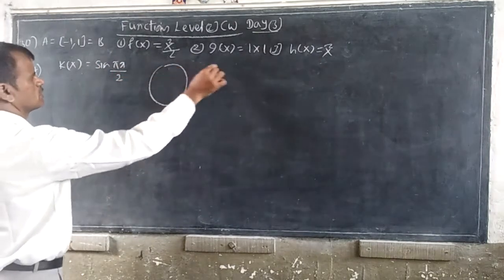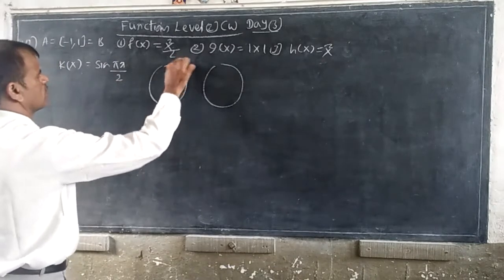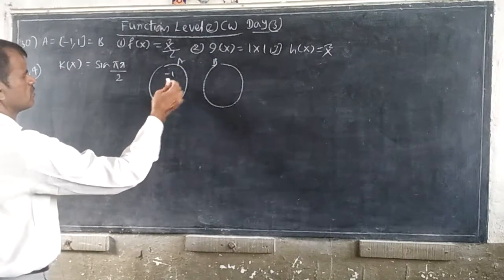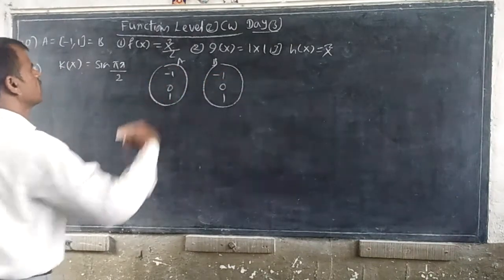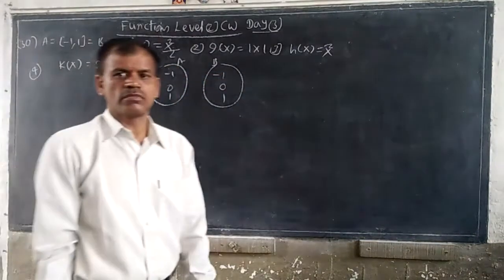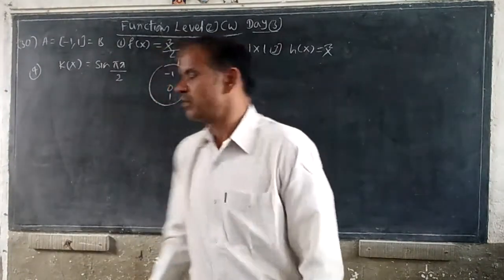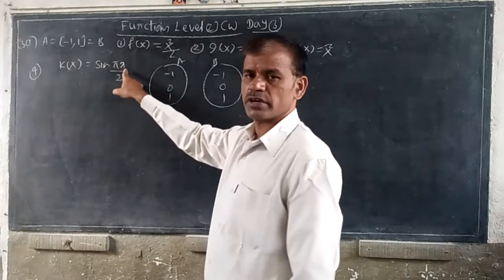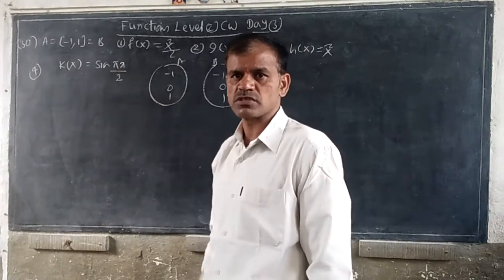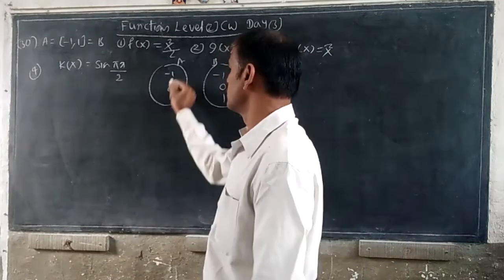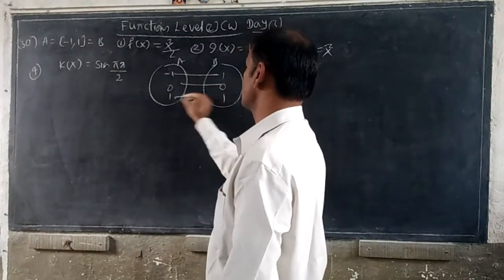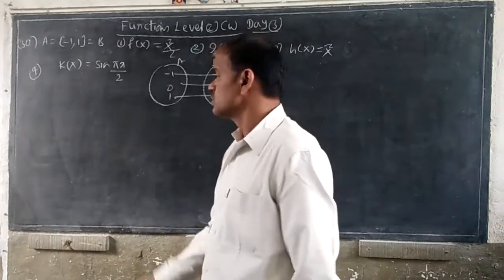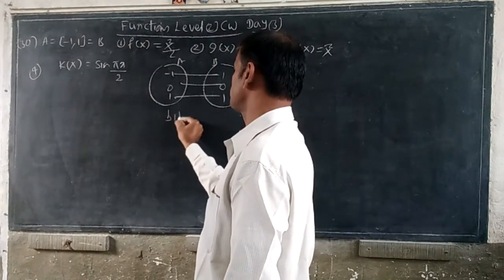Now try to understand like this: the values between A and B. Of course, not only minus 1 and 1, many numbers are there between minus 1 and 1. Simply I am taking minus 1, 0, 1. Example, sin pi x by 2. Substitute x is equal to minus 1: sin of minus pi by 2, so minus sin pi by 2, the value is minus 1. Sin 0 is 0, sin 1 is 1. Like that, for every value here, the image is there. For every B, the image will be there. So this is bijective. That's all.